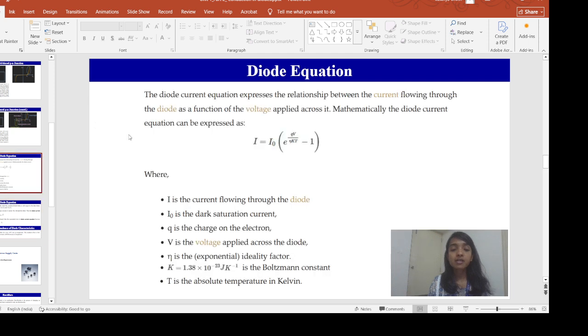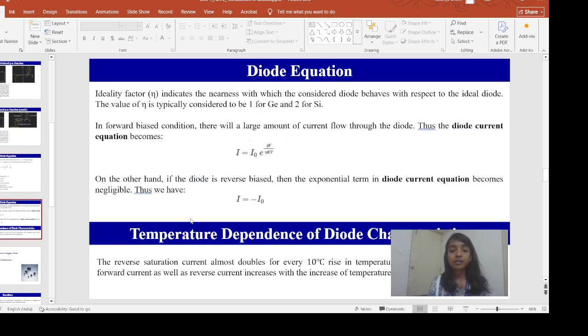And what happens in the reverse bias condition? In the reverse bias condition, this capital V becomes negative. It becomes very large and negative. So what happens? This qV by eta kT term is much less than 0. Right. So this entire exponential term now tends to 0. Okay. So what we can write? I equals minus I naught during the reverse bias.